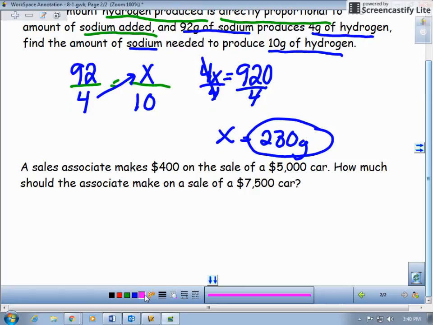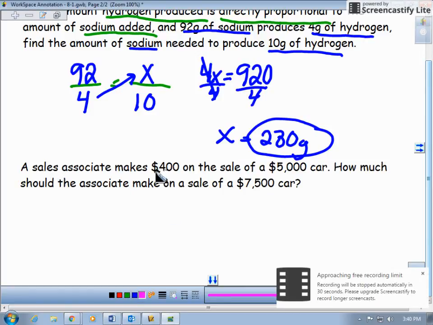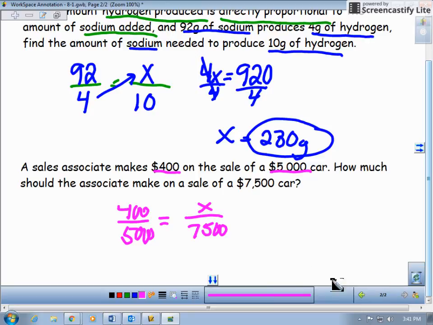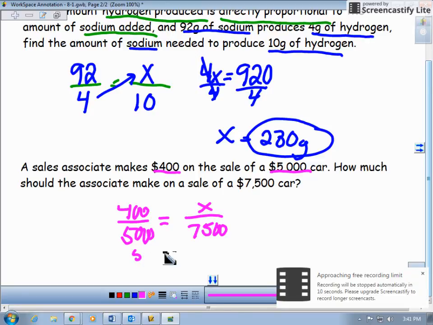Here's a pretty simple one again, guys. We're talking about a sales associate who makes $400 on a $5,000 sale. So 400 over 5,000 equals how much will he make for a 750 amount. So we'll cross multiply these, and we'll get 400x, 5,000x.